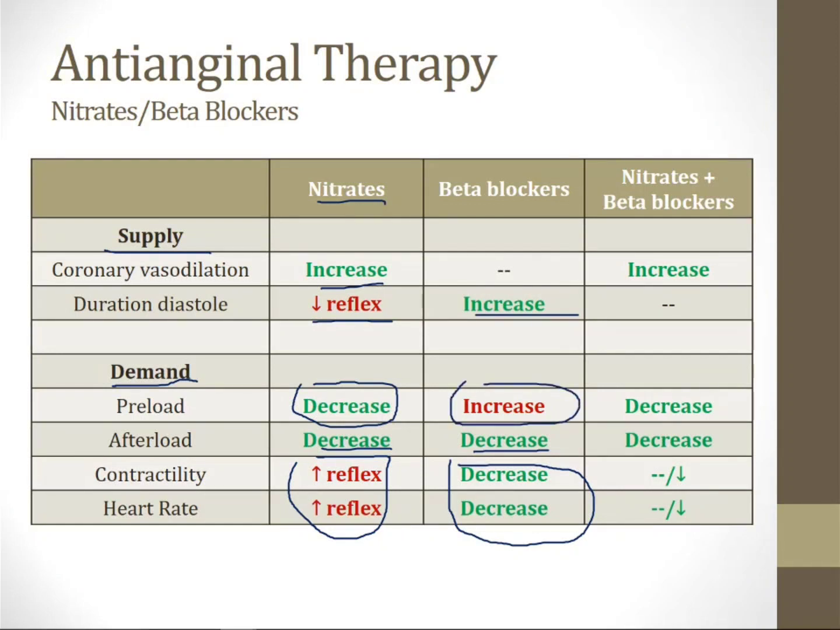And then if you give the two classes of drugs together, you get all the good effects and none of the bad. So if you give the two classes of drugs together, you decrease preload, you decrease afterload, you increase coronary vasodilation. The effects on heart rate and contractility are blunted, or heart rate and contractility go down from the beta blockers, and this is all beneficial for patients with stable angina.